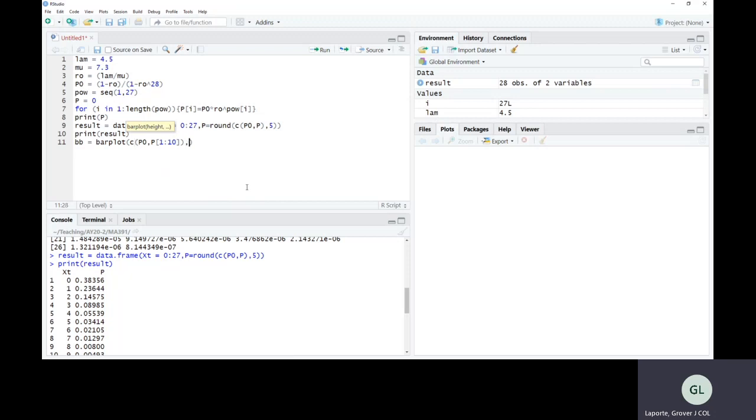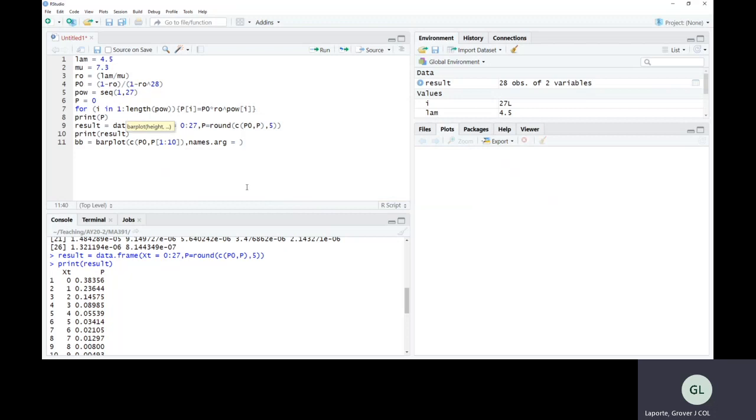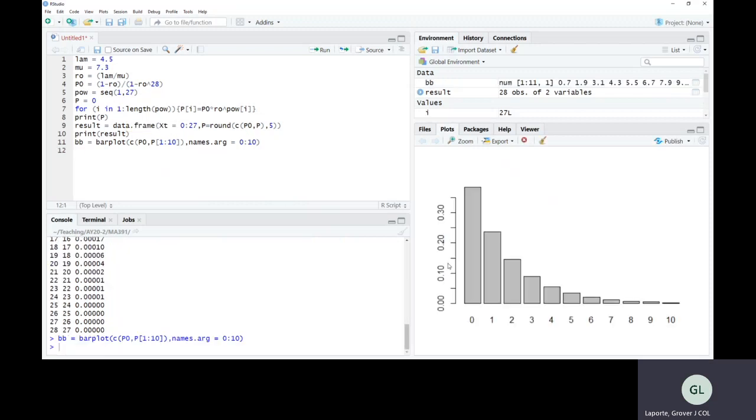If I wanted to label it, you have to do names. I had to look this up in Google, by the way. I didn't remember how. So if you just put label in a bar plot, then it'll come up and tell you what to do. So that's equal to 0, and then it's going to go all the way to 10, I believe. Let's find out what happened. So it looks like that's what's happening here. Okay, so everything looks good.